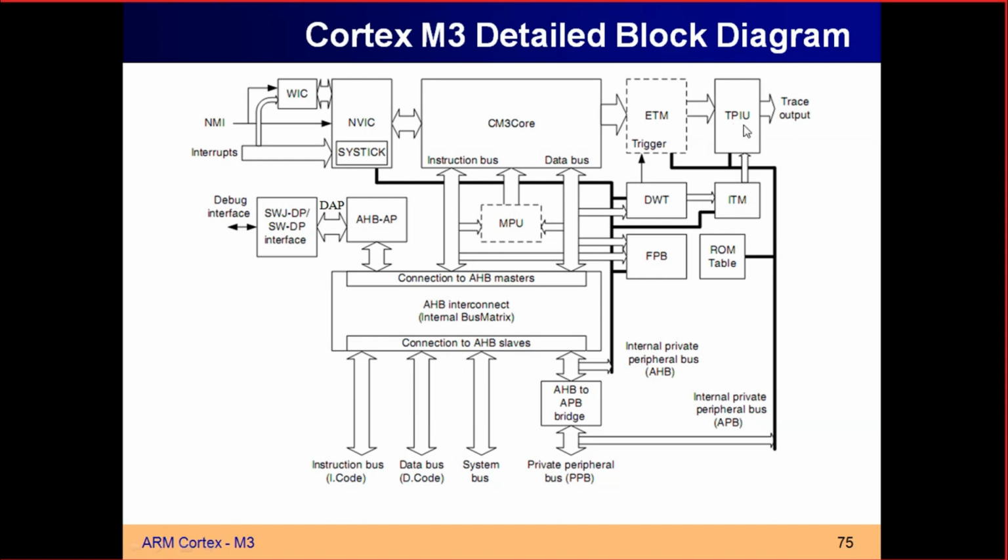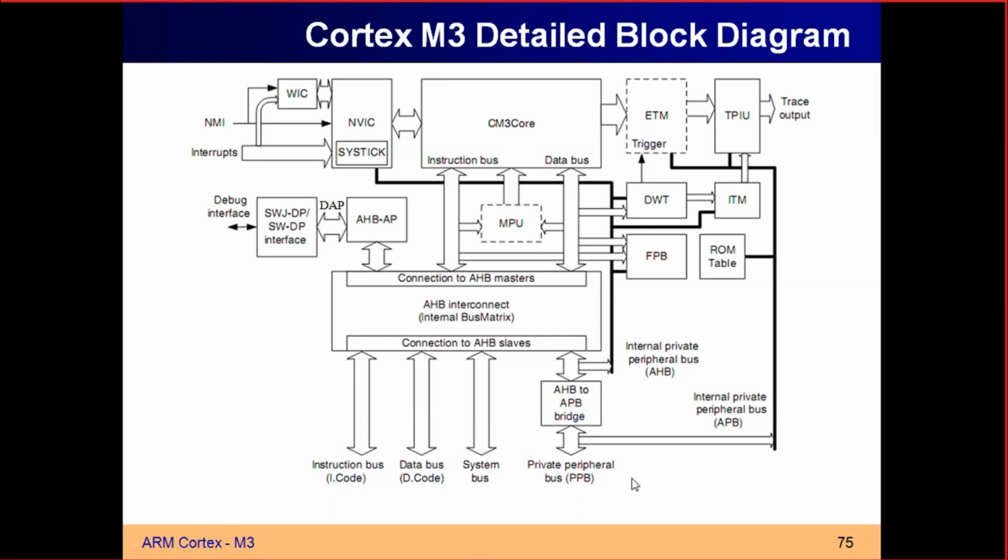So this embedded trace macro cell, it is used for tracing what? Tracing the instruction. Right. So it is given to the trace port interface unit, to the trace output. The trace port interface unit is used for collecting all the trace information.